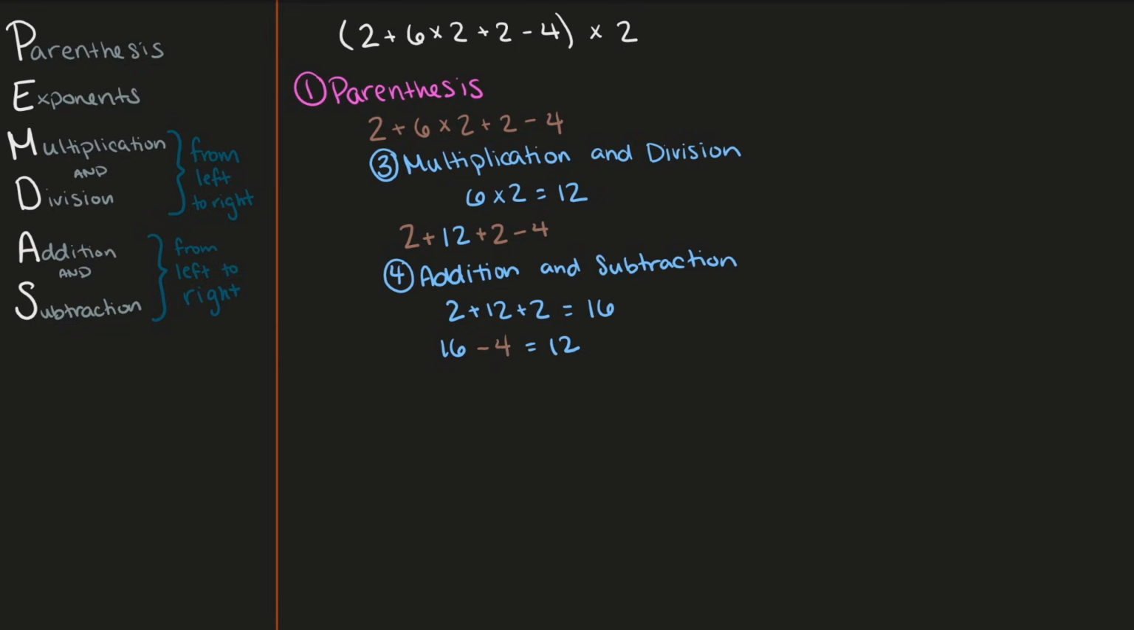16 minus 4 is 12. So everything within that parentheses is equal to 12. That means we have 12 times 2 for our expression. We don't have any exponents, so we'll do any multiplication and division from left to right. We have multiplication. 12 times 2 is equal to 24. So the value of this expression is 24.